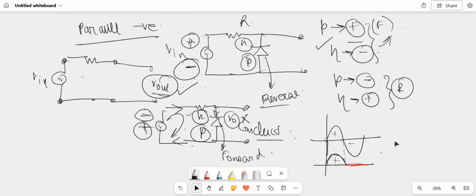Now, if you want to understand about the dual clipper, let me explain like this here. The circuit diagram of the dual clipper is like this.